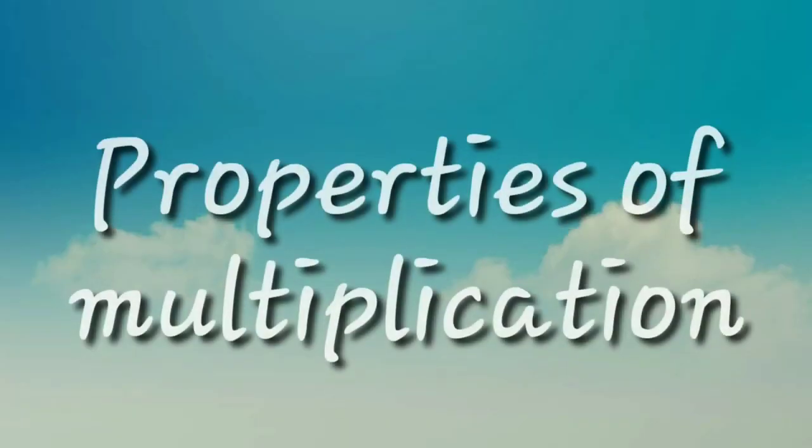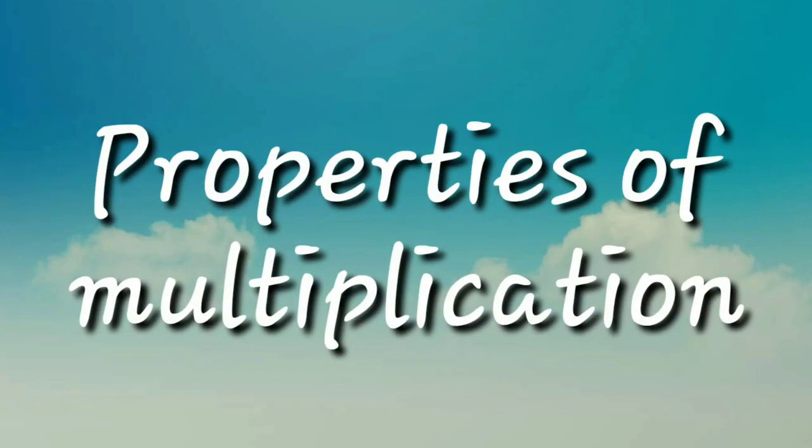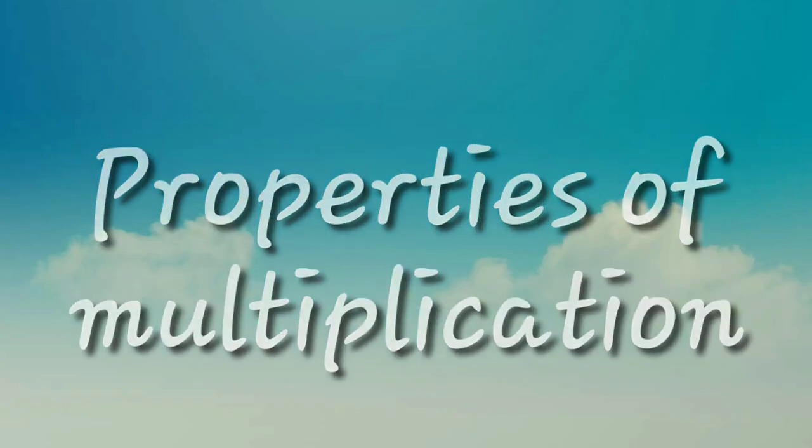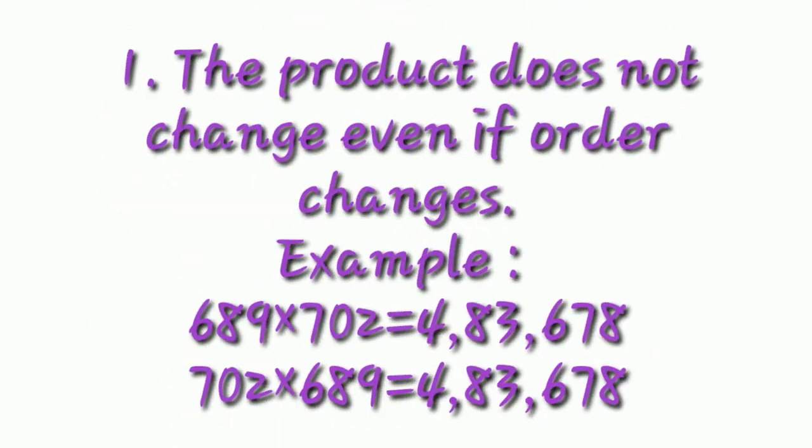Now let's move on to our next topic. The next topic is the properties of multiplication. Likewise, addition and subtraction, multiplication also has some properties. Let us take a look one by one. The first property states that the product does not change even if the order changes. Let us understand this with the help of an example.